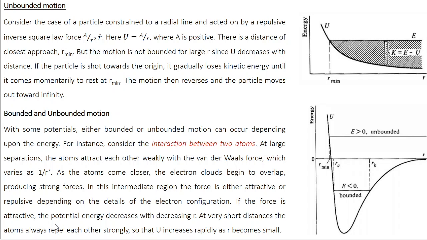Now, if the force is attractive, the potential energy decreases with decreasing r, and finally at this position, the potential energy is minimum. And from our previous experience, we know that the minimum point is the stable equilibrium point. But if you decrease the distance further, at very short distances, the atoms always repel each other strongly, so that the potential energy increases rapidly as r becomes small.